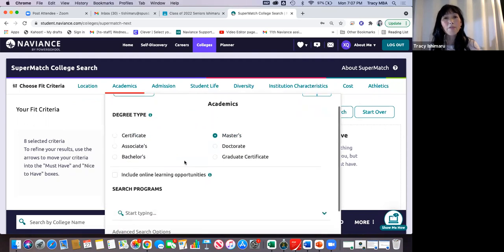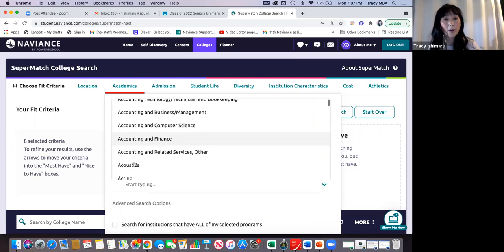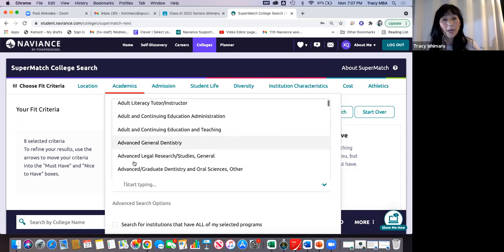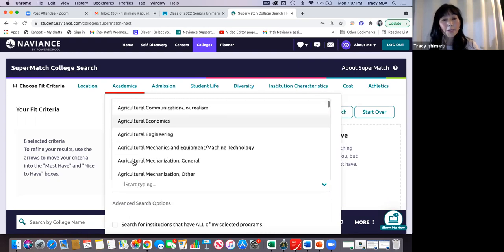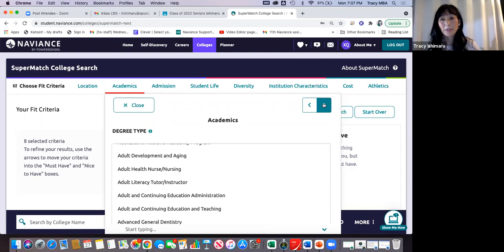And when they start clicking on each of them, they would go on to the next one, which was academics. So what are they looking for in a particular school? They are looking most likely for a bachelor degree right now. Or programs, they can sit there and actually search down. If you look at here, you can see all the different categories for different kinds of majors. And they can search also for institutions that have all their selections.